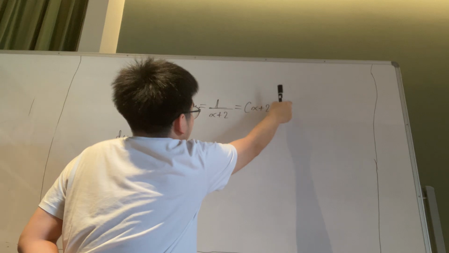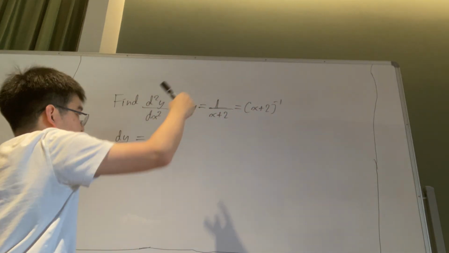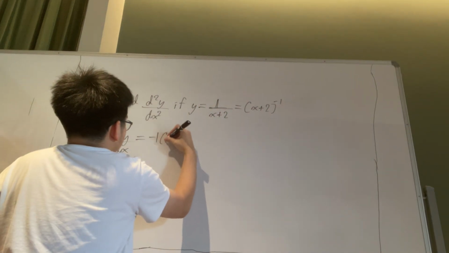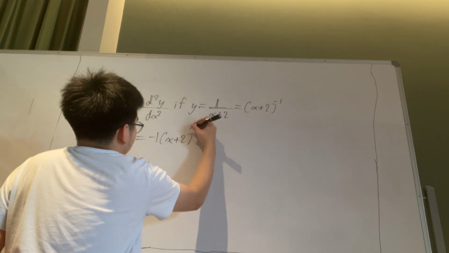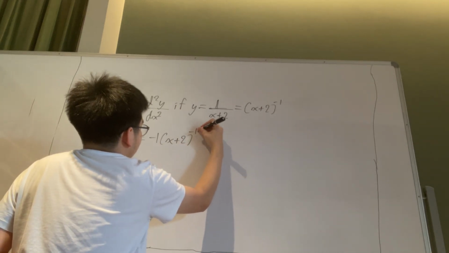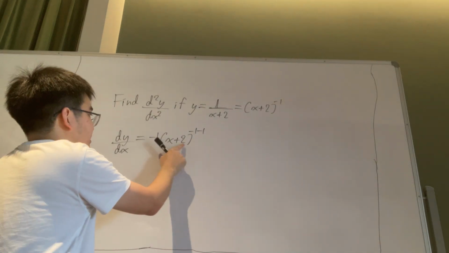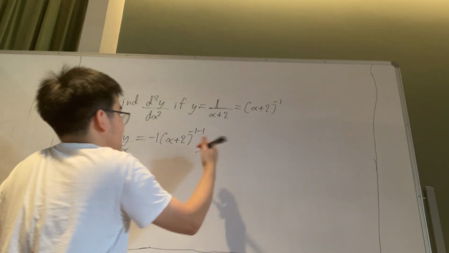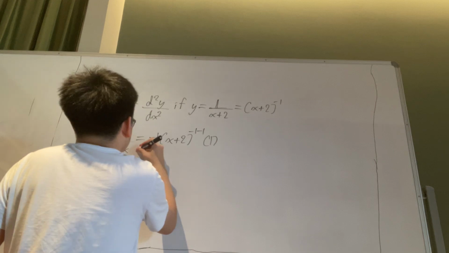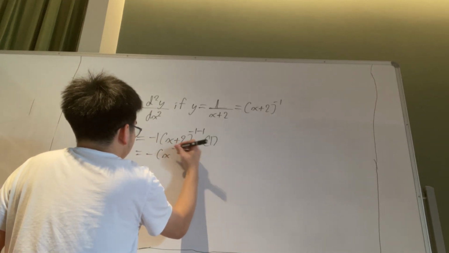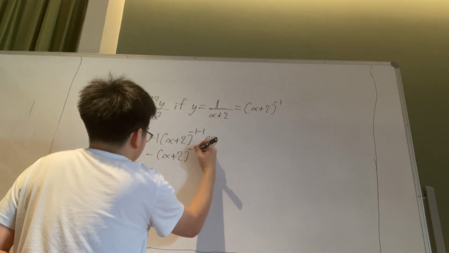Negative 1 comes down. Minus 1, that's negative 2. So you have negative 1 times stuff, x plus 2, raised to the negative 1 minus 1, so that's negative 2. And then take the derivative of the inside expression. That's a constant, that's 0, and x is just 1. Done. Negative (x plus 2) to the negative 2.